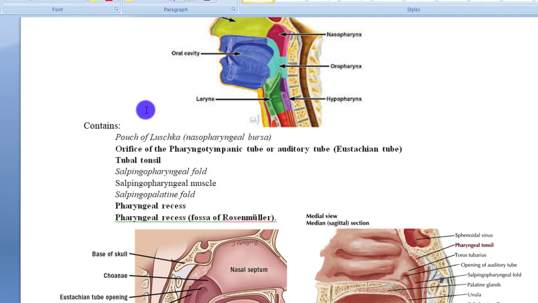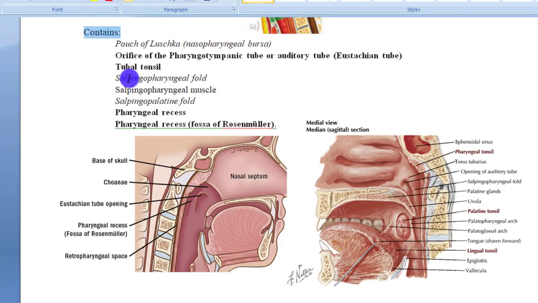Now let us see what it contains. Inside your nasopharynx, what structures are found? We have the diagram and we will see them first. The pouch of Luschka, the nasopharyngeal bursa, is there. Then there is the orifice of the pharyngotympanic tube, or auditory tube, or eustachian tube, right?